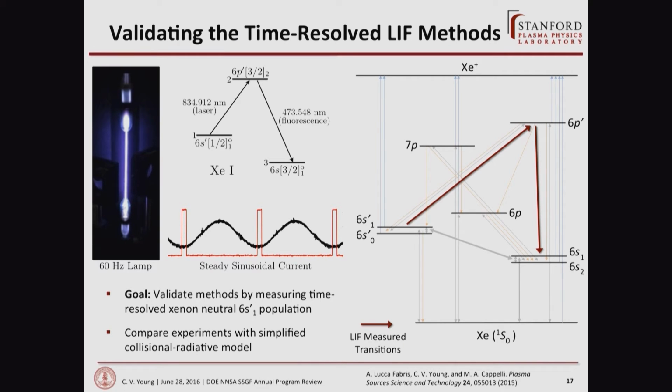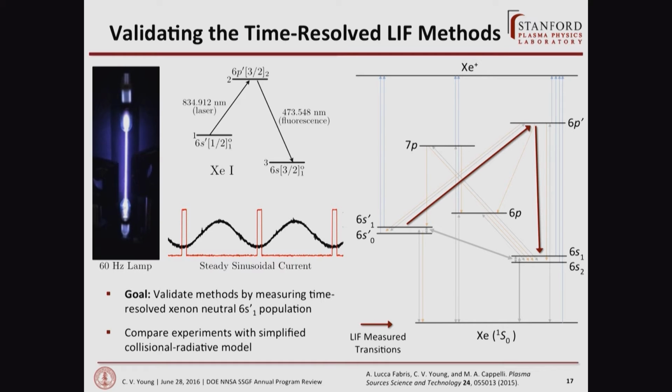And we're going to compare this. Let's see, we're going to measure the time-resolved population of this state right here, and we're going to compare it to a simplified collisional-radiative model. And all the collisional-radiative model is doing is tracking the energy exchange through all the processes like electron impact excitation and fluorescence over time to see how energy is exchanged between all of this.